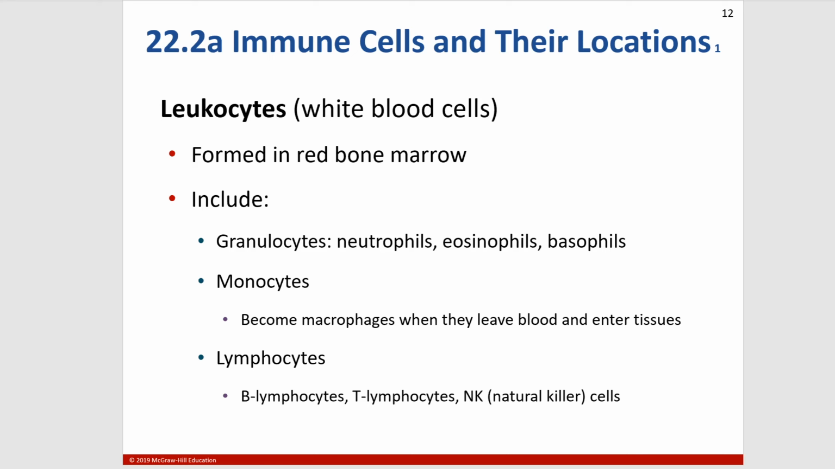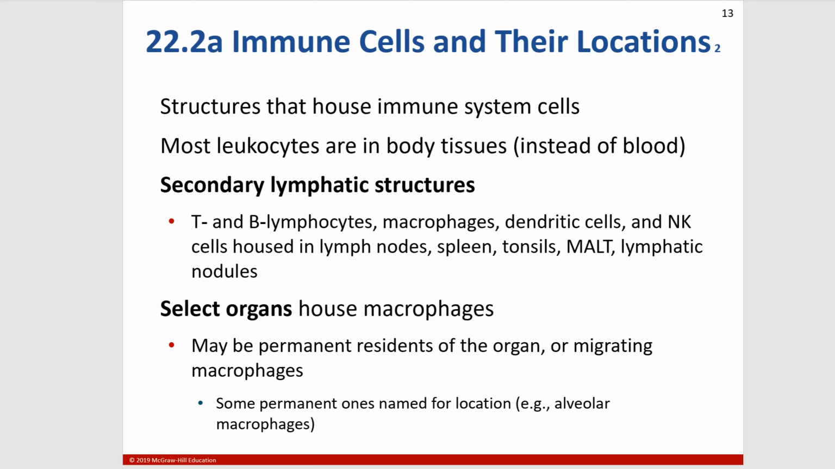And then there are the monocytes, which become macrophages when they leave the blood and enter tissues. Lymphocytes: B lymphocytes and T lymphocytes, and natural killer cells, so B cells, T cells, and NK cells. A lot of the leukocytes, you find them in body tissues rather than cruising around in the blood. The blood is just a means for them to get around.